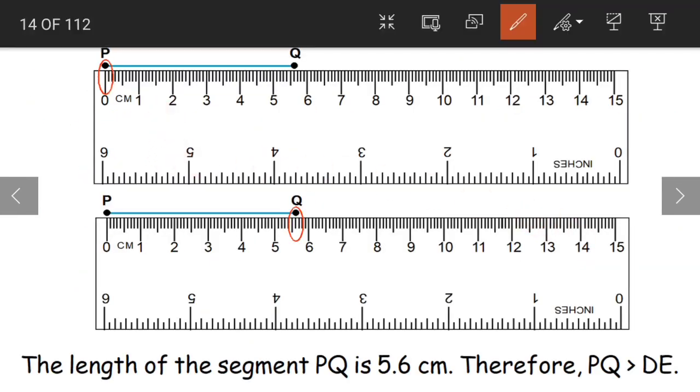PQ. Now again, yes, children, to measure the length of the line segment PQ, we need to place the ruler such that the end point P is coinciding with 0 centimeters. Yes, now we will look at where our other end point is. It is here.